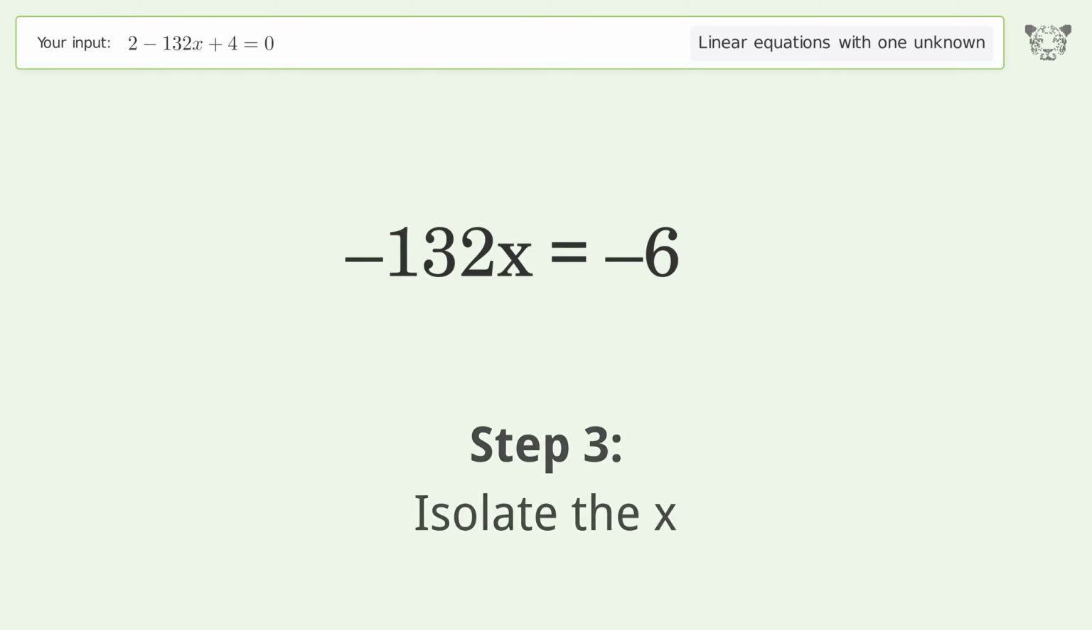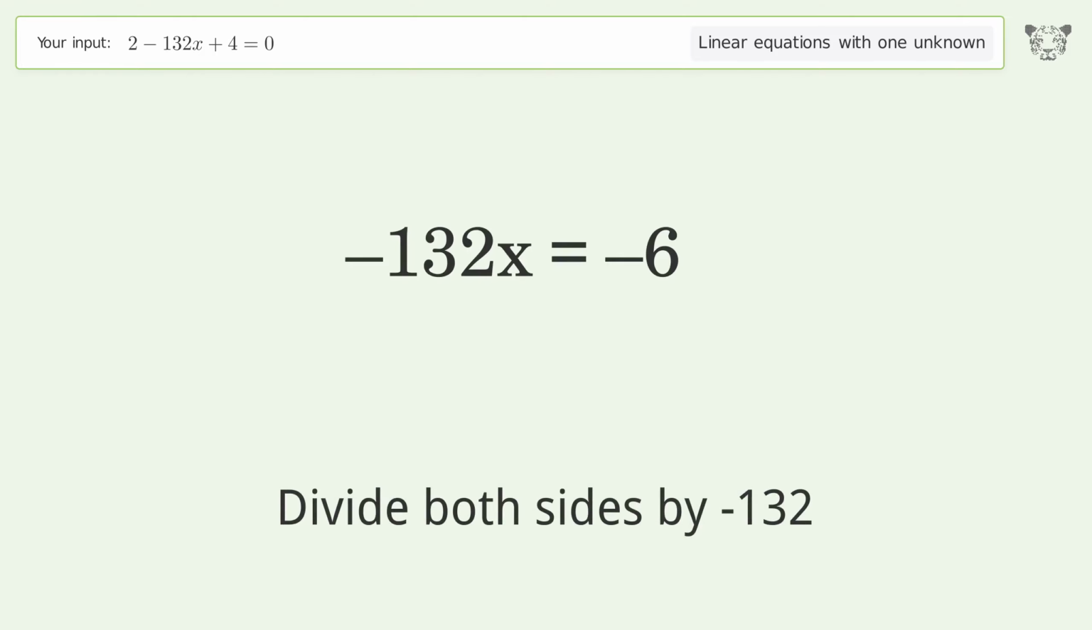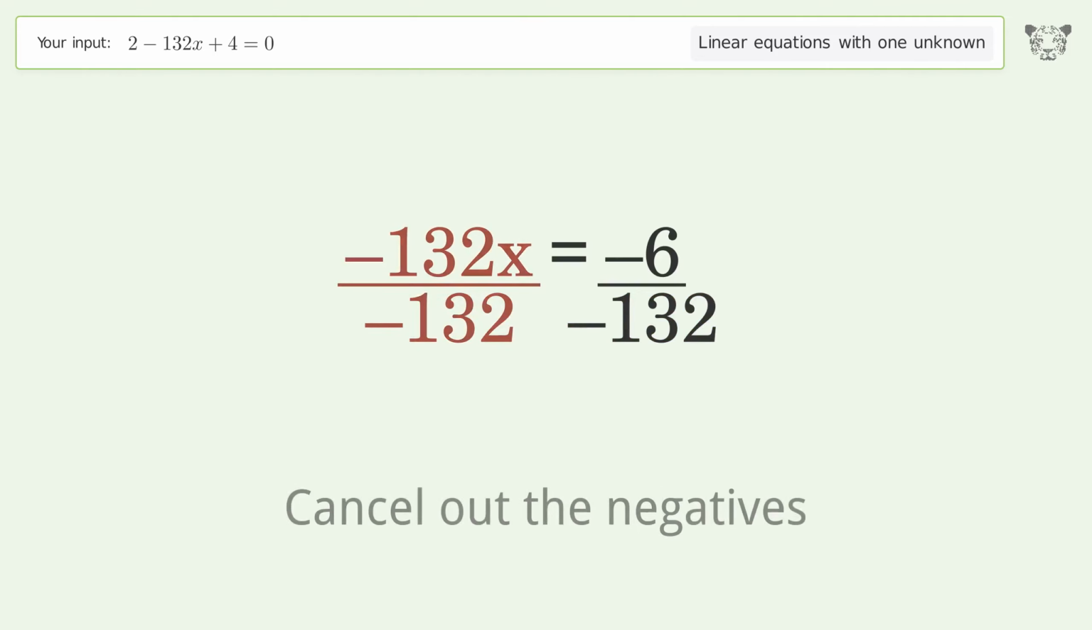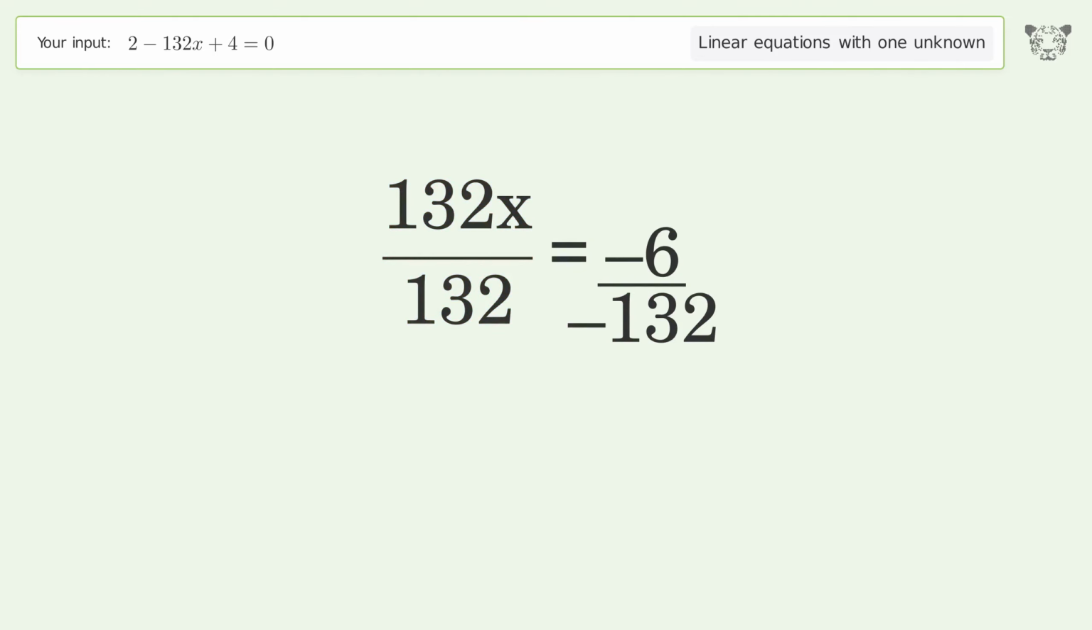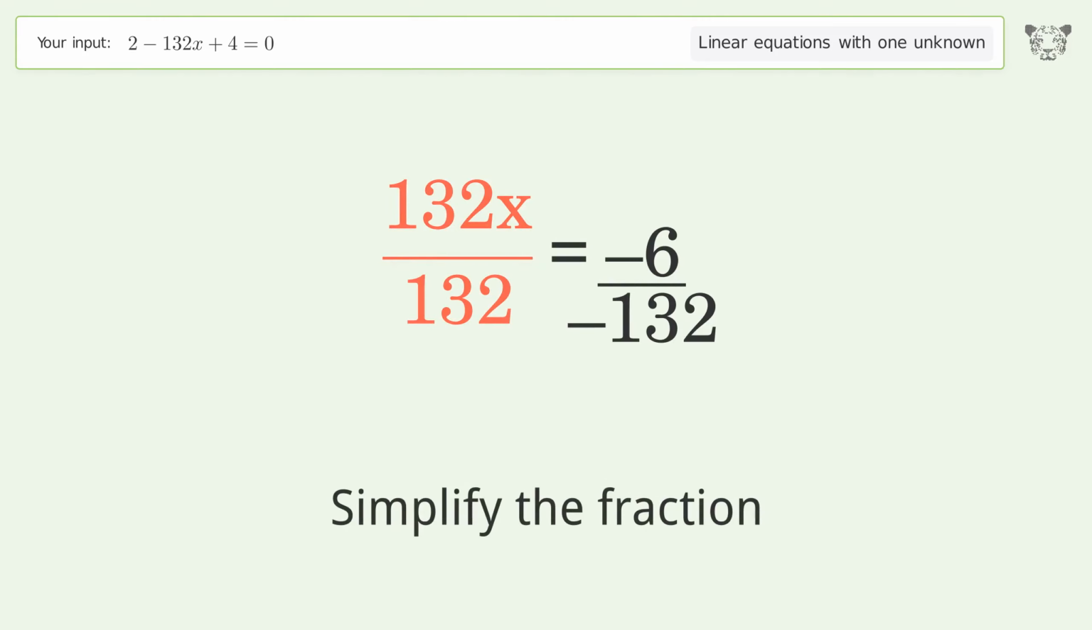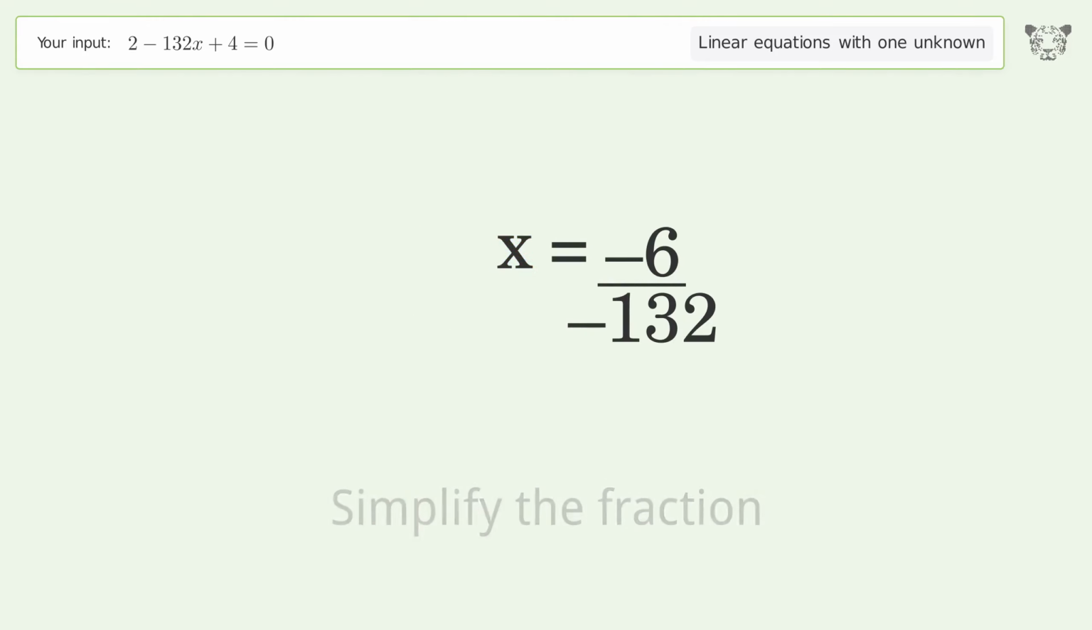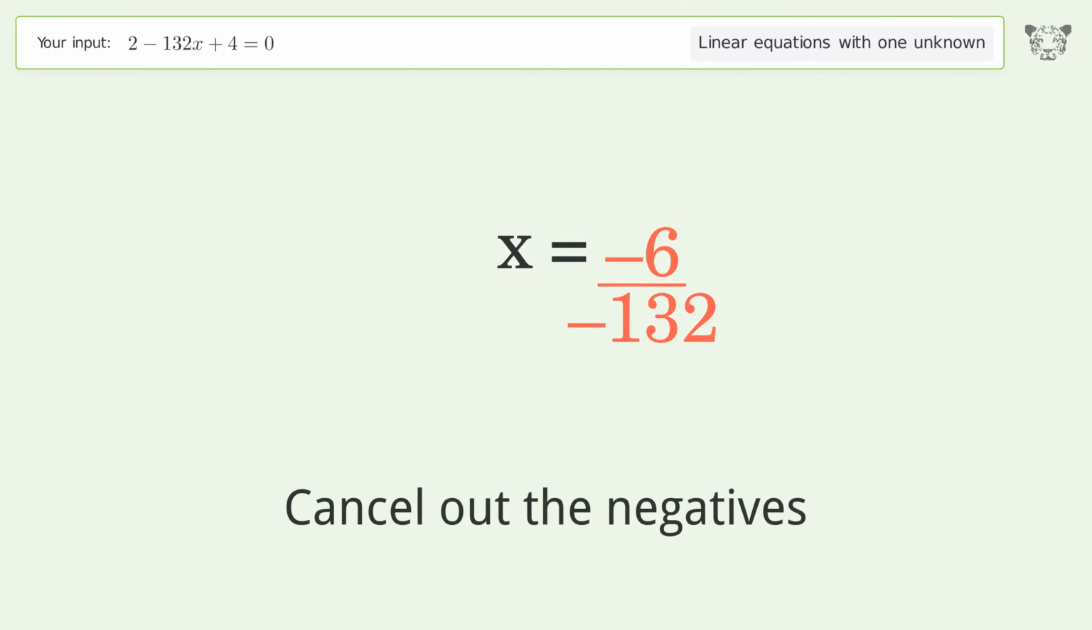Isolate the x. Divide both sides by -132. Cancel out the negatives. Simplify the fraction. Cancel out the negatives.